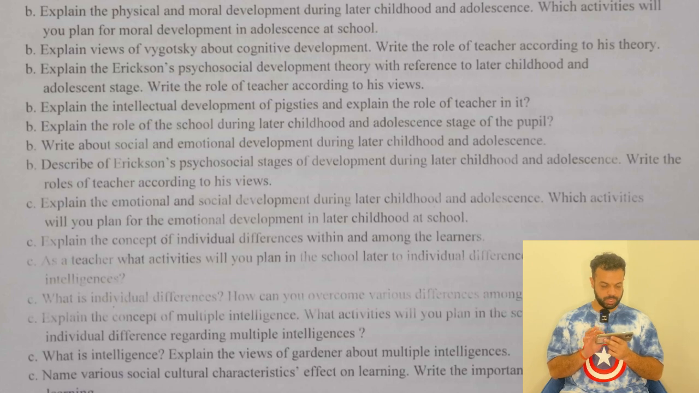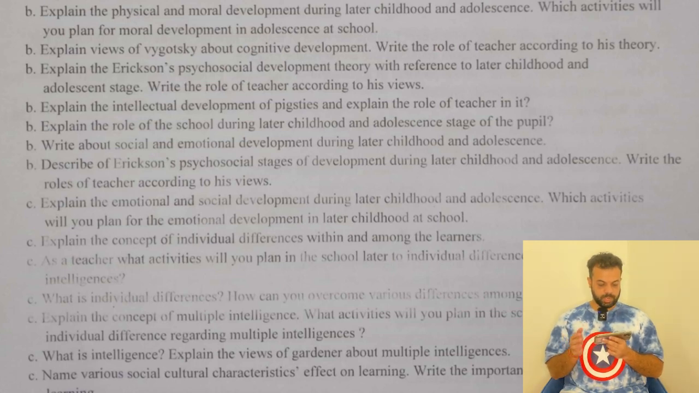The next part is: explain the intellectual development of Piaget and explain the role of the teacher in it. The next part is: explain the role of school during later childhood and adolescence stage of the pupil. Next part is: write about social and emotional development during later childhood and adolescence. Next part is: describe Erikson's psychosocial stages of development during later childhood and adolescence. Write the roles of the teacher according to his views.